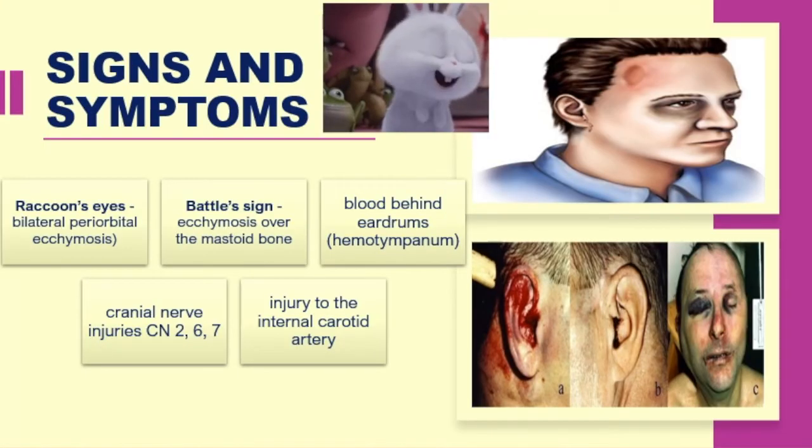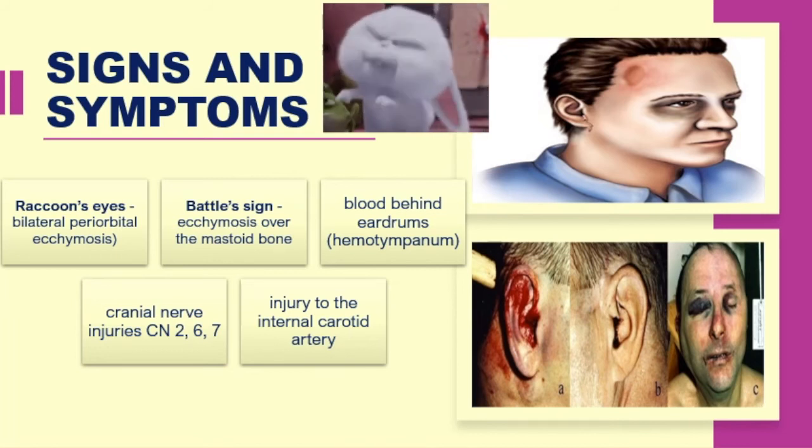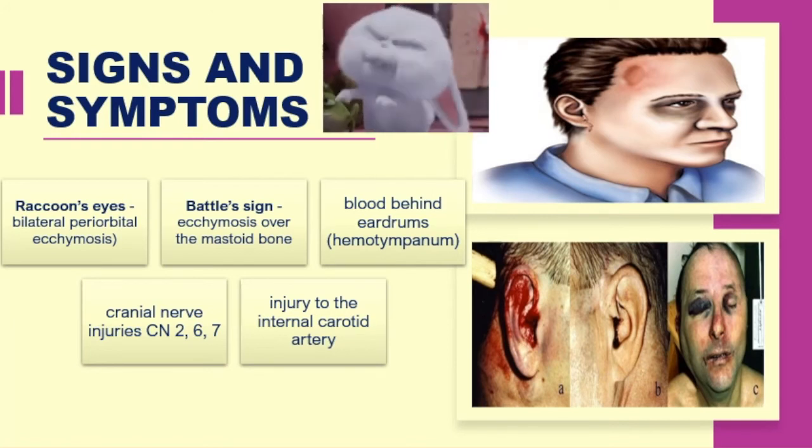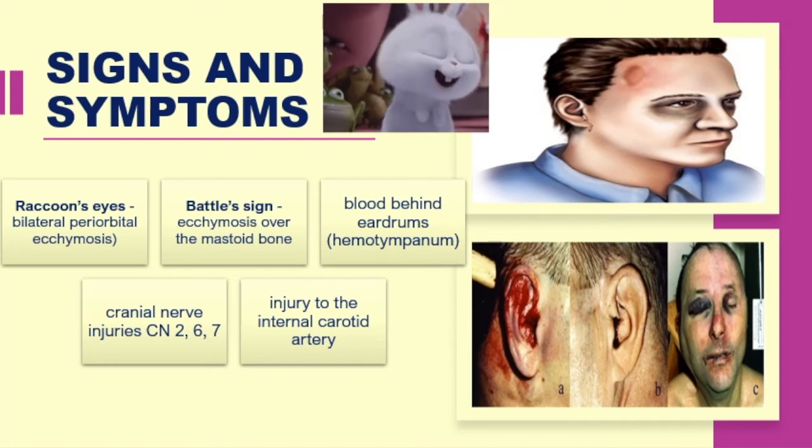Then you have the signs and symptoms. You have your raccoon's eye, which is bilateral periorbital ecchymosis. The second is your battle sign. Class, your battle sign is ecchymosis over the mastoid bone. Then you also have blood behind the eardrums. We refer to that as hemotympanum.